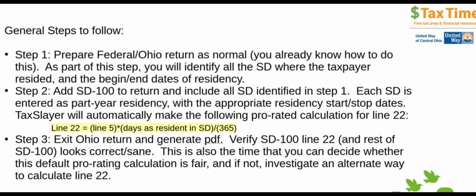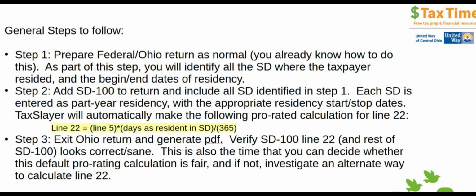These are the general steps that we'll follow when doing a part year SD100 for a traditional school district tax. Step 1, we'll prepare the federal and Ohio return as normal, and you already know how to do this, so we're not going to spend a lot of time on it. As part of this step, and actually during the intake interview, you will identify all the school districts where the taxpayer resided and the beginning and end dates of the residency.